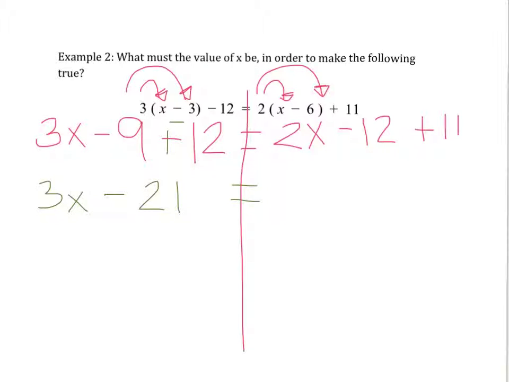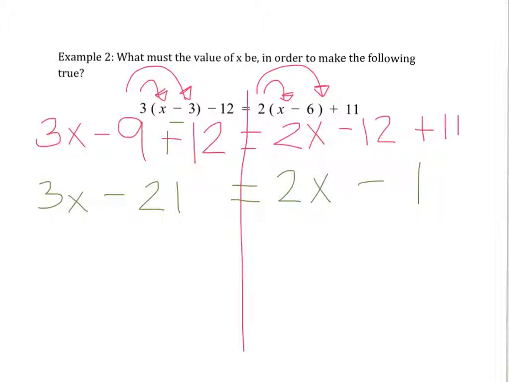I'm going to bring down my 2x. Negative 12 plus 11. The signs here, I have a negative number and a positive number. The signs here are different, so I need to subtract. 12 minus 11 gives me 1. Do I have more negatives or more positives? I have more negatives, so my answer is negative. Now I have 3x minus 21 equals 2x minus 1.